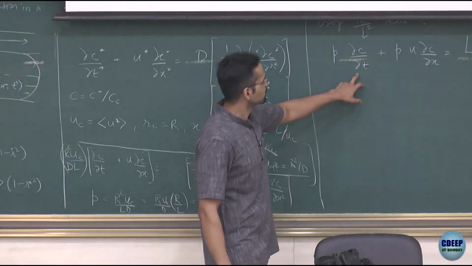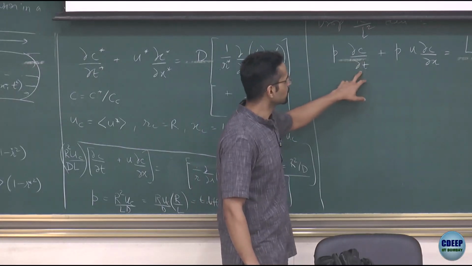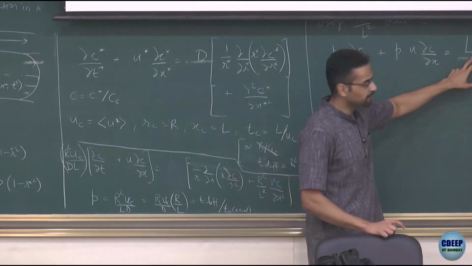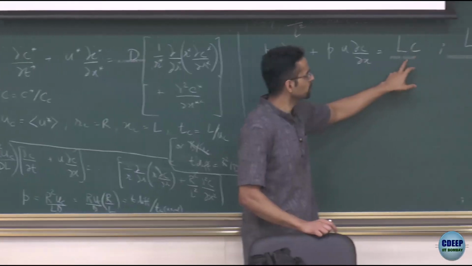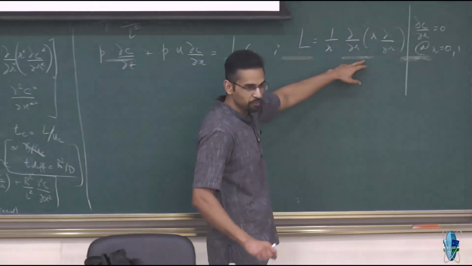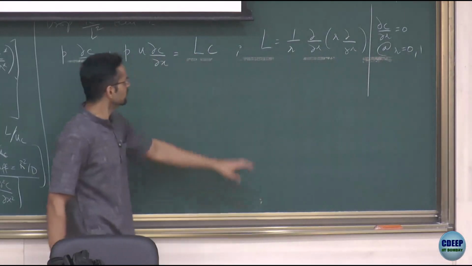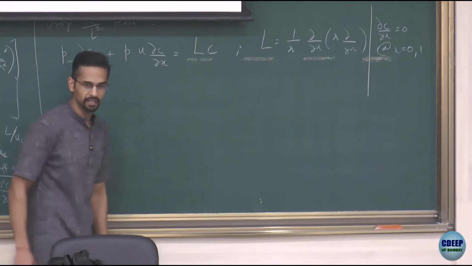So I have the left hand side, which has the time derivative plus this advection term, equal to this linear operator acting on C. This linear operator is a differential operator, just a diffusion operator, 1 by R, etc. And it has those boundary conditions. And this is what is happening in the radial direction.